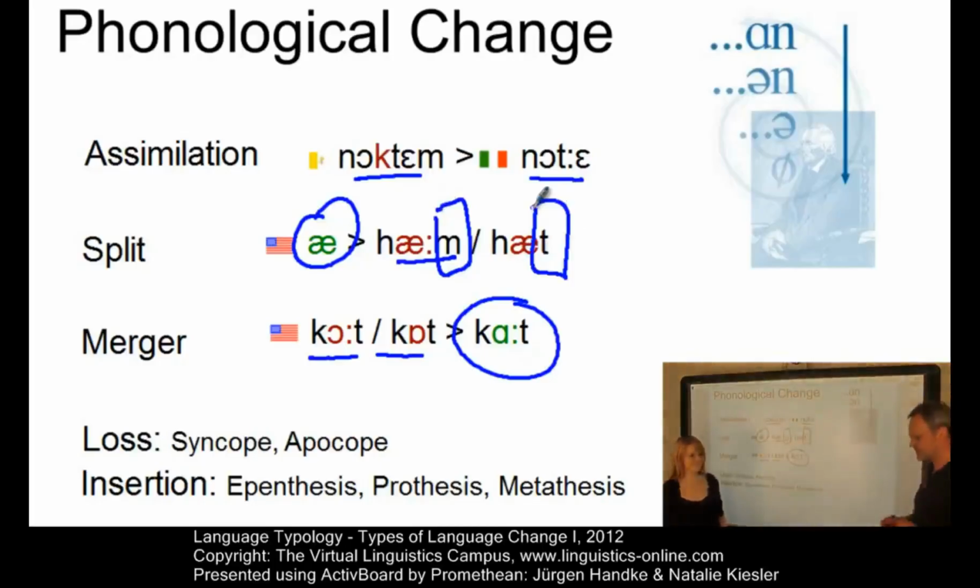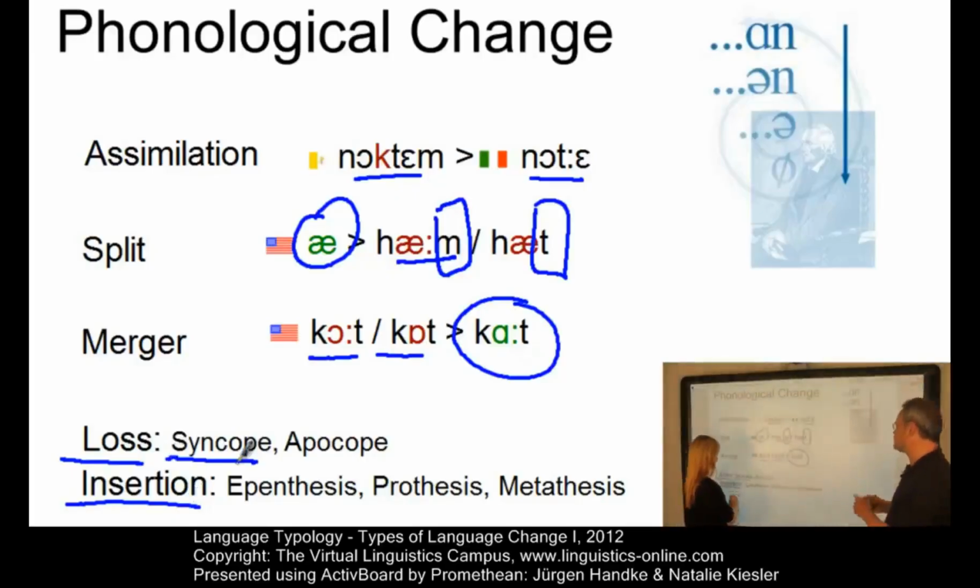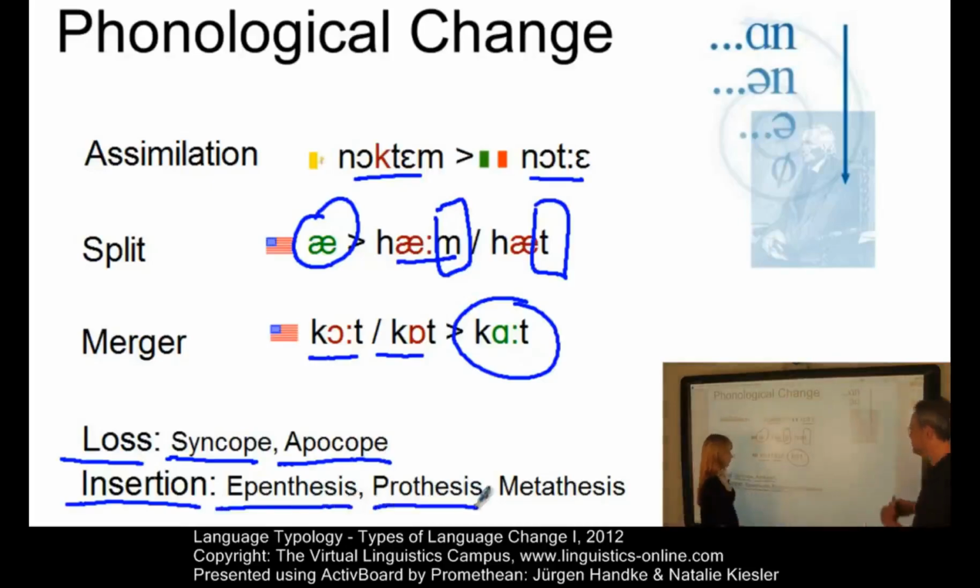Exactly. Okay. Well, the remaining phonological changes are primarily losses and insertions. So if you lose something in the middle of a word, then you call it syncope. If you lose something at the end, you call it apocope. If you insert something in the middle of words, you label it epenthesis. The insertion of something at the beginning is called prothesis. And if two phonemes change their place, you call it metathesis.